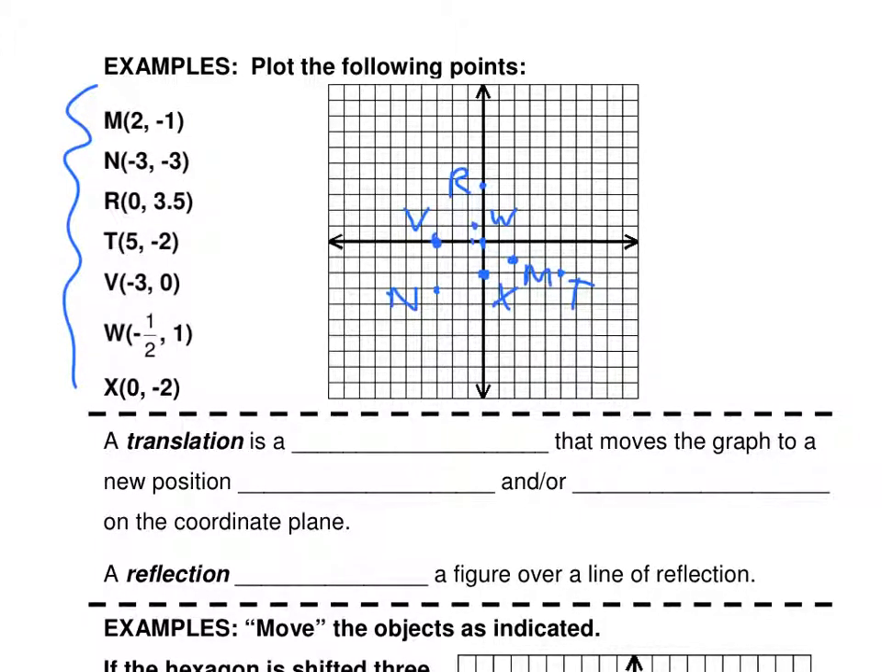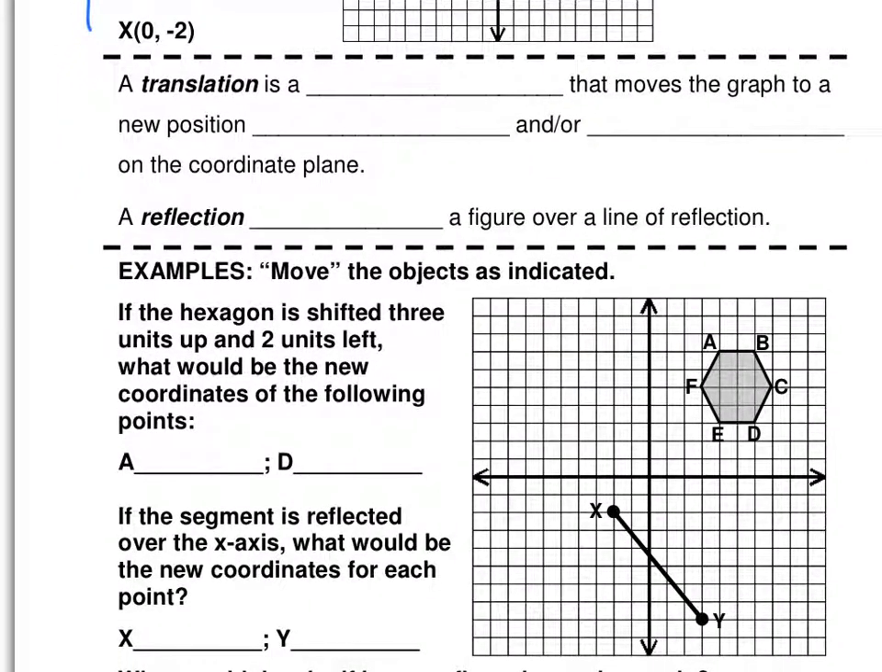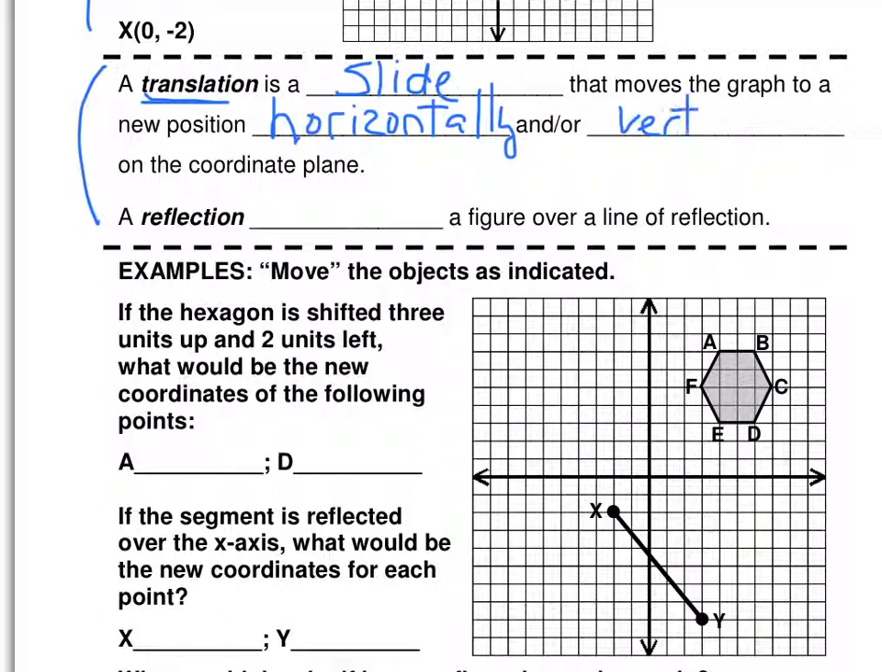Now that you've reviewed how to plot, and I'm assuming that you know how to do that, let's take this in our notes here. A translation is a slide that moves the graph to a new position horizontally and/or vertically on the coordinate plane. And a reflection flips a figure over a line of reflection.